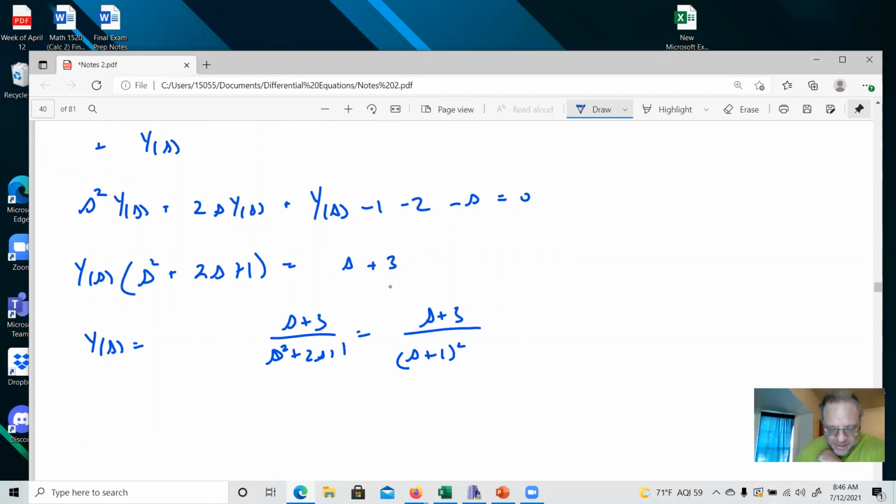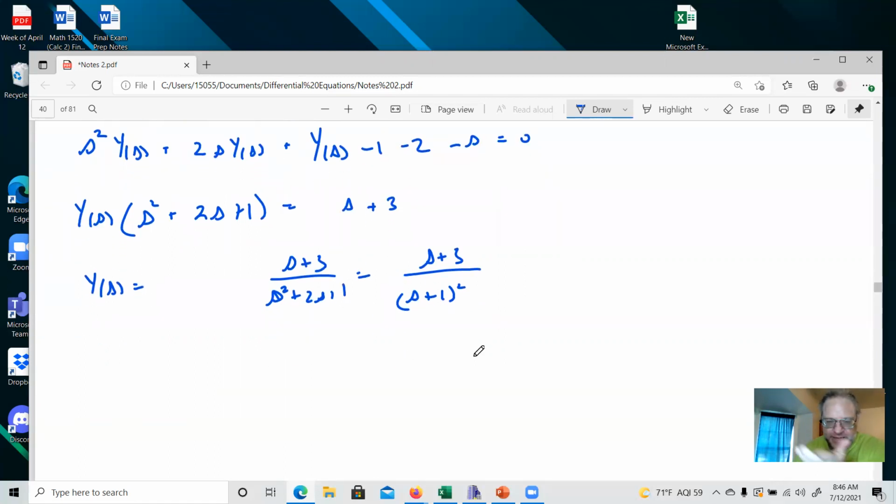Now, you may like the shortcut we've been doing in the last couple of examples, but that isn't going to work this time. Because this is a repeated linear term, we're going to say this is A over s plus 1 plus B over s plus 1 squared. All right. So that's my coffee maker in the background. I'm sorry.